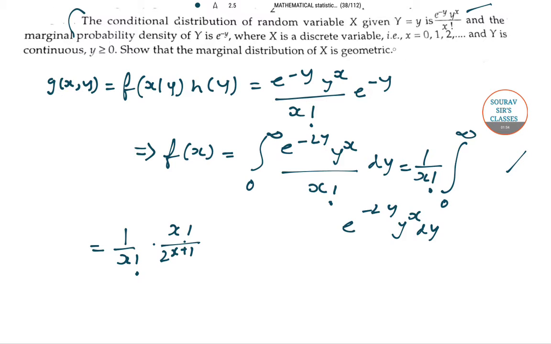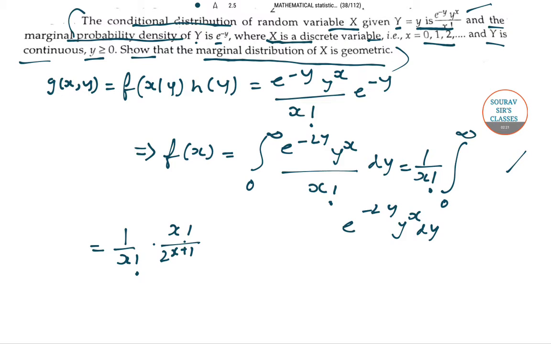First read the question carefully. The conditional distribution of random variable x given y is given by this, and the marginal probability density of y is given by y e to the power minus y, where x is a discrete variable, x equals 0, 1, 2, and y is continuous, so y is greater than or equal to 0. We have to show that the marginal distribution of x is geometric. So how did we do it? I'll ask you to go through it once for 1 minute, then I'll explain it further.